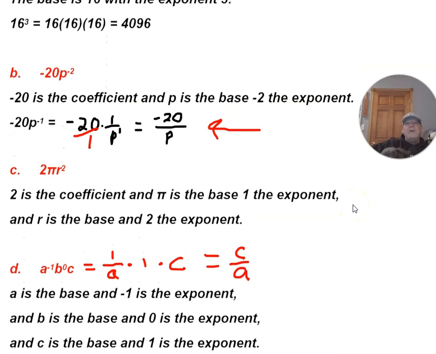And if you need to pause it, check your answers, there they are.